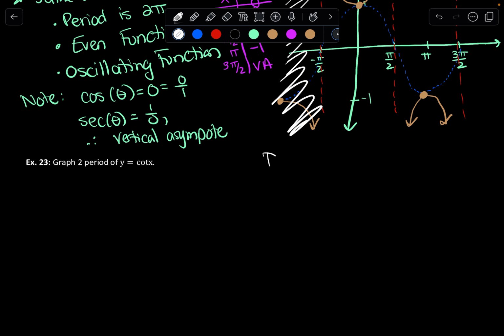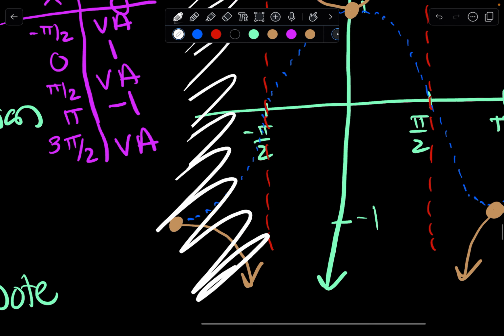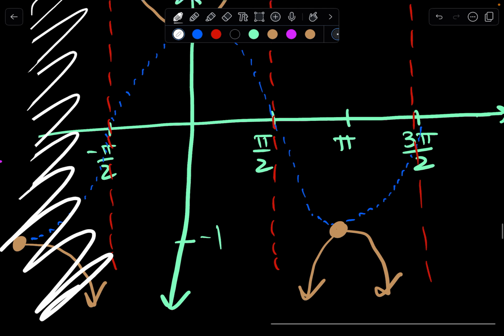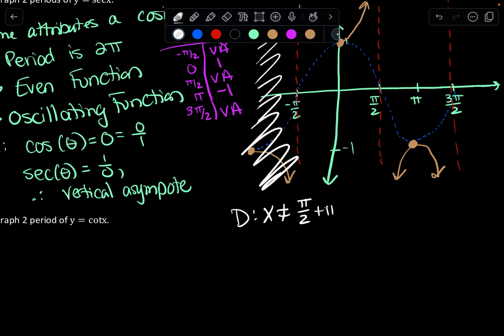All right, the domain is going to be, we can see that there's a vertical asymptote at -π/2 and π/2, 3π/2. So this has the same domain restriction as tangent. So x cannot equal π/2 plus πk. And then the range will be the same as cosecant, -∞ to -1, union 1 to infinity.